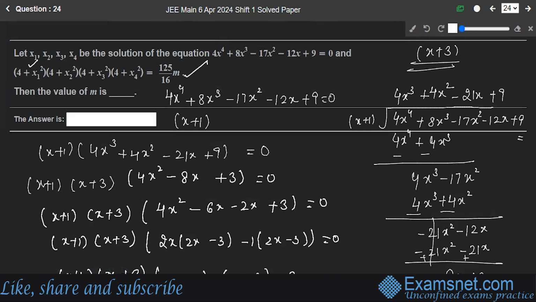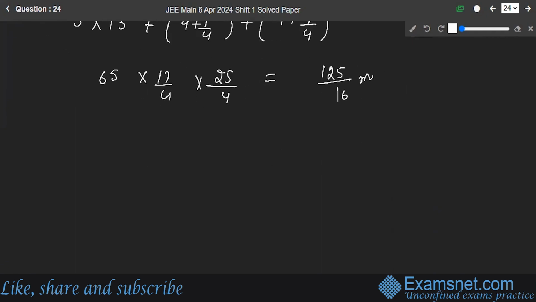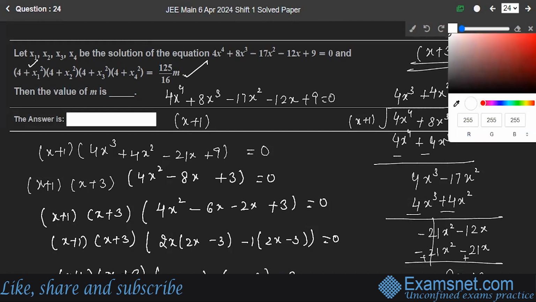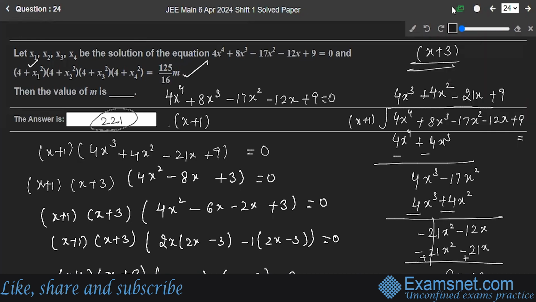See, in the question, this is given to you. This is 125 upon 16. So let's do the cancellations. This 4 and this will cancel, and 125, this is 25 fives. So 13 into 17. This is the value of m, which gives you 221. So this is the answer to the question, 221. Hope you got that. Let's move to the next question.